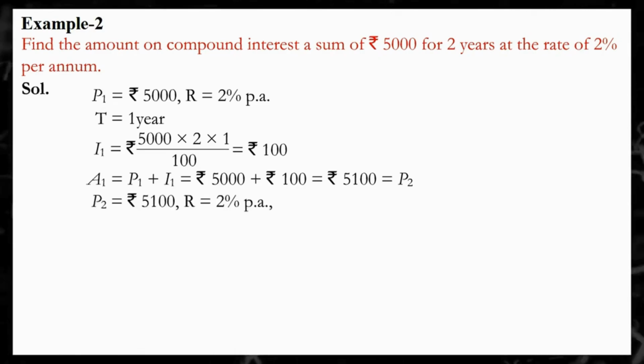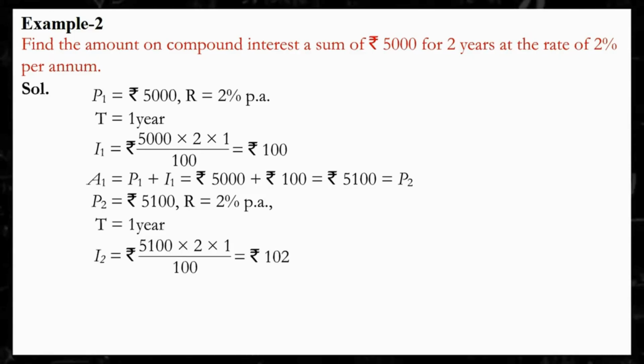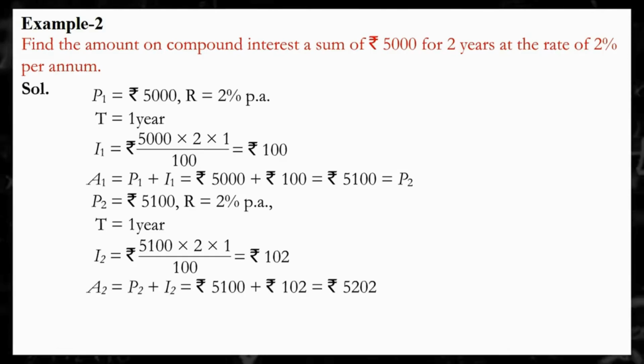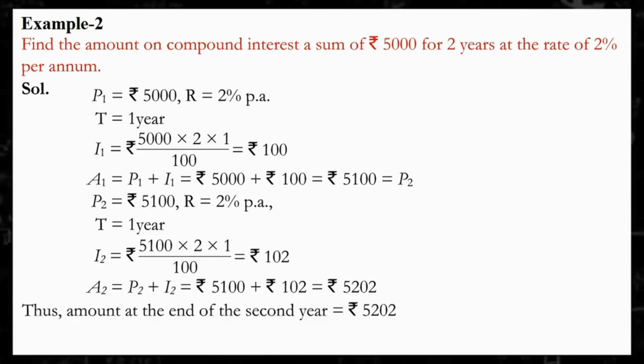This is equal to P2. Now P2 is equal to rupees 5,100. R is equal to 2% per annum. T is equal to 1 year. I2 is equal to rupees 5,100 into 2 into 1 upon 100, which is equal to rupees 102. A2 is equal to P2 plus I2, which is equal to rupees 5,100 plus rupees 102, which is equal to rupees 5,202.